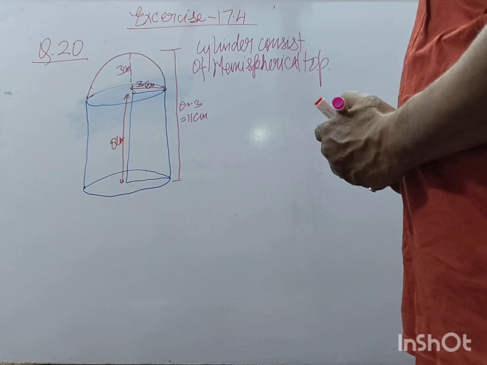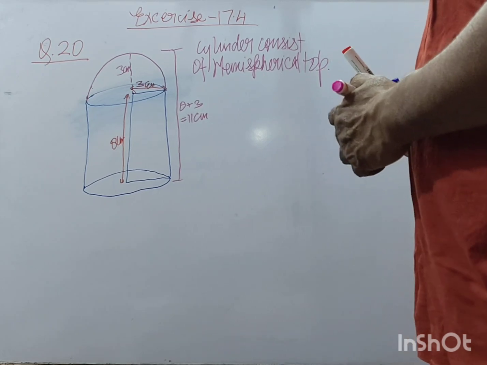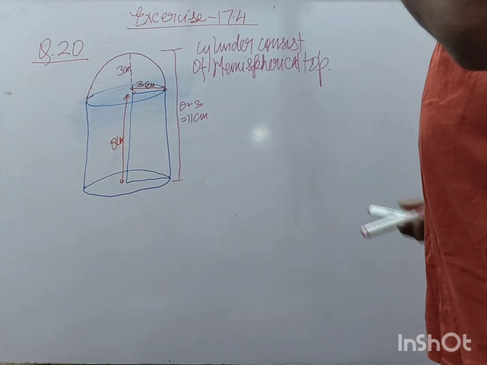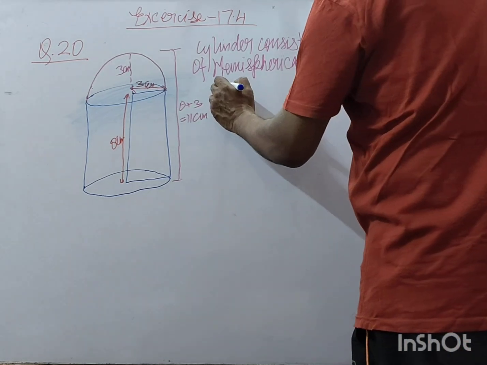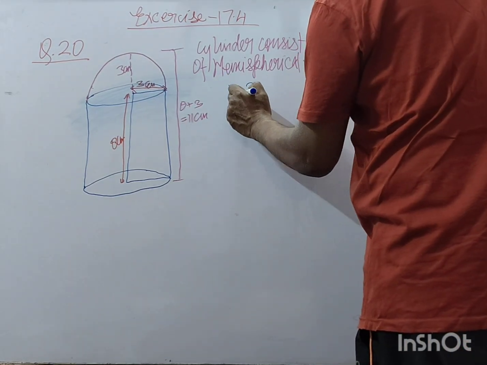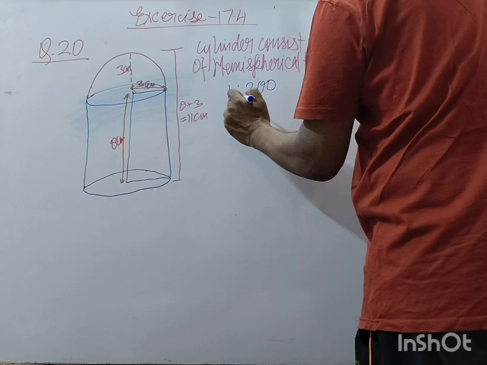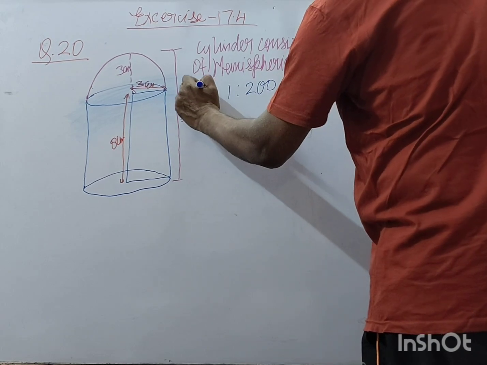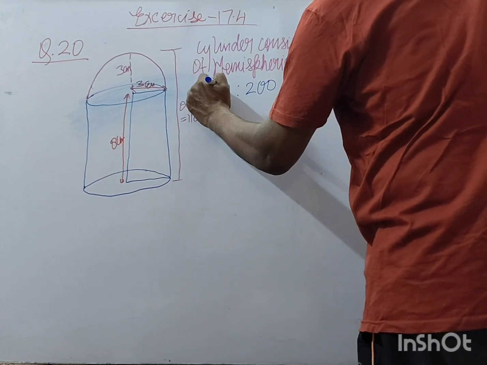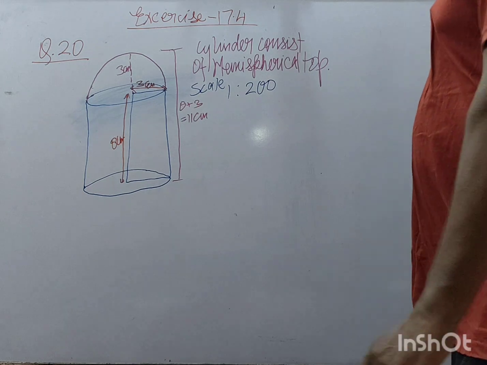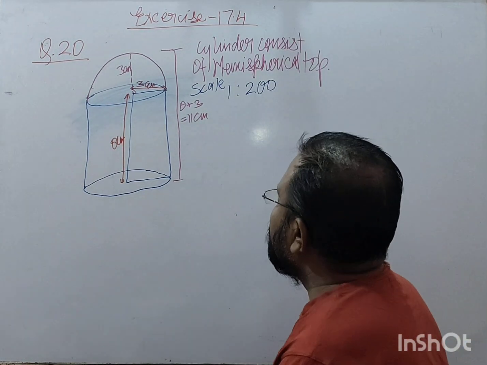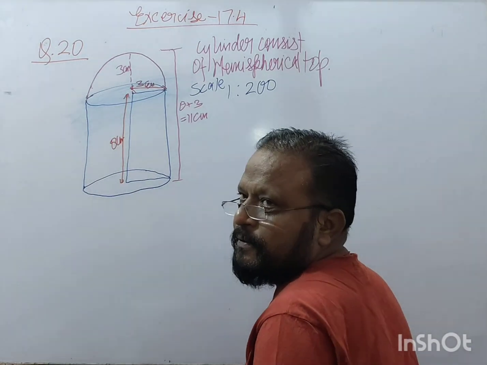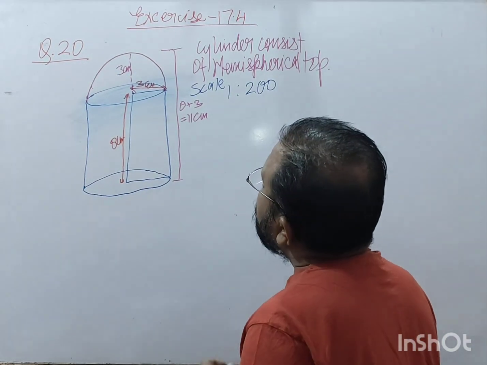If the model is drawn to a scale of 1:200, find the scale. 1 is equal to 200. Find the total surface area of the solid in pi meter square.